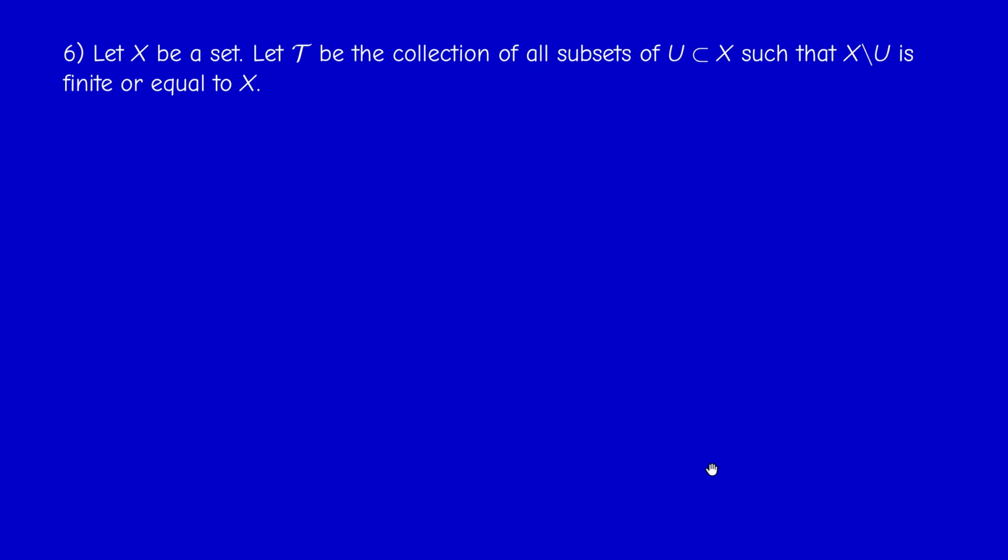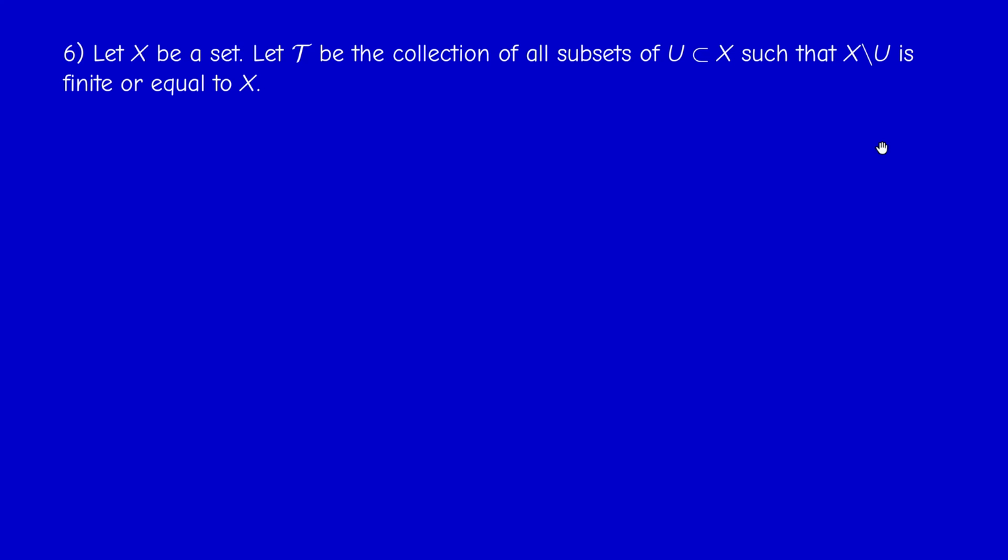So here a set is said to be open if either it's the whole space or its complement is finite. So a subset U of X belongs to T if either it's equal to X, or it's empty, or its complement is finite. So here I'm saying that the complement is finite or the complement is equal to X, which is equivalent to saying that U is empty. So we must include the empty set, otherwise it's not a topology.